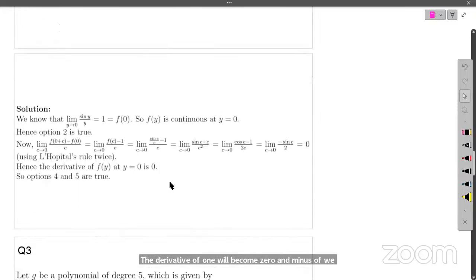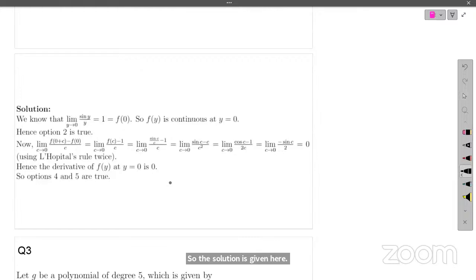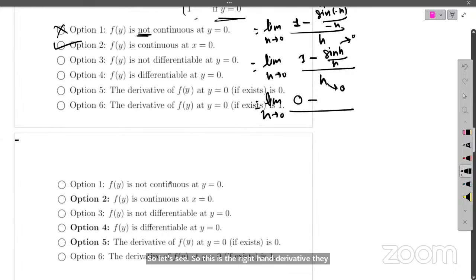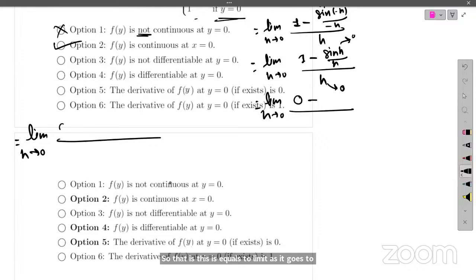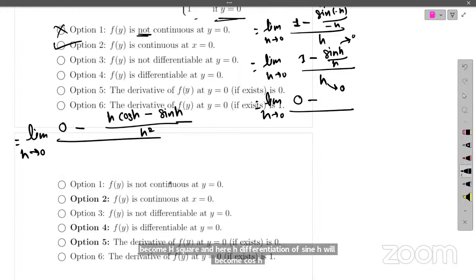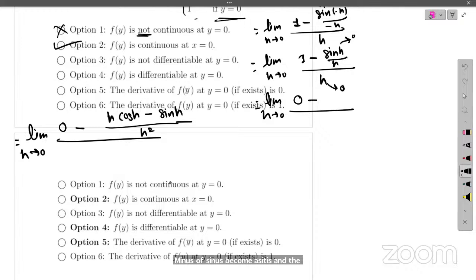The solution is given here, so let's see. This is the one-sided derivative they have computed. So this is equal to the limit as h goes to 0. If we apply L'Hospital's rule, the derivative of 1 will become 0, and minus of, we have to differentiate sine h upon h. If we differentiate sine h upon h, it will become h squared in the denominator, and in the numerator, the differentiation of sine h will become cos h, minus of sine h as it is, and the derivative of h will become 1. Correct, because we have to differentiate in terms of h.